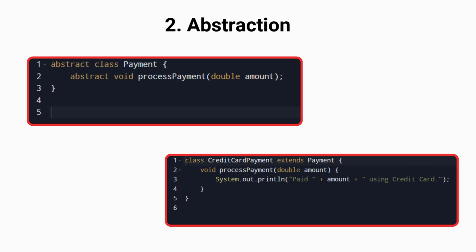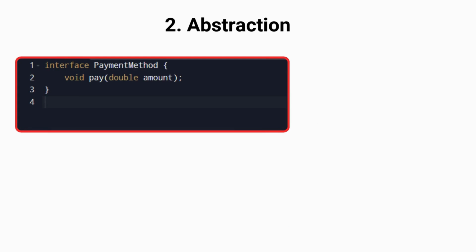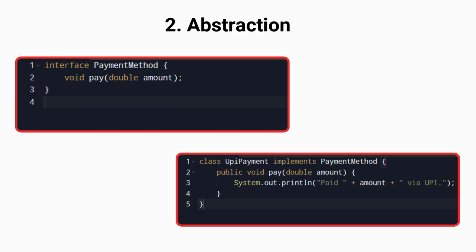Like this, I can create the interface. So the same thing, I'm creating the interface PaymentMethod and creating the abstract method, and I'm creating one more subclass, UPIPayment, that will implement this PaymentMethod. So inside that, I can give the implementation of the business logic for the pay method.